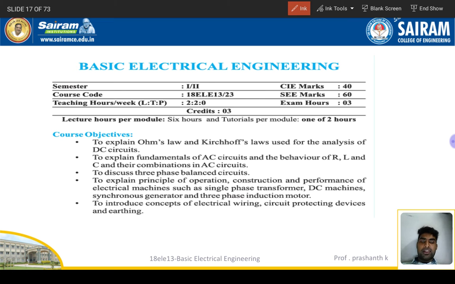Okay, practical will be there. It's a separate basic electrical engineering laboratory, right? Examination hours 03. Okay, so the first one is course objectives, right?